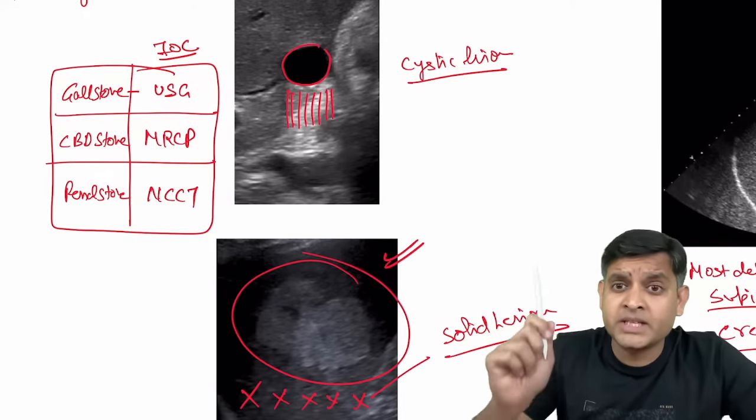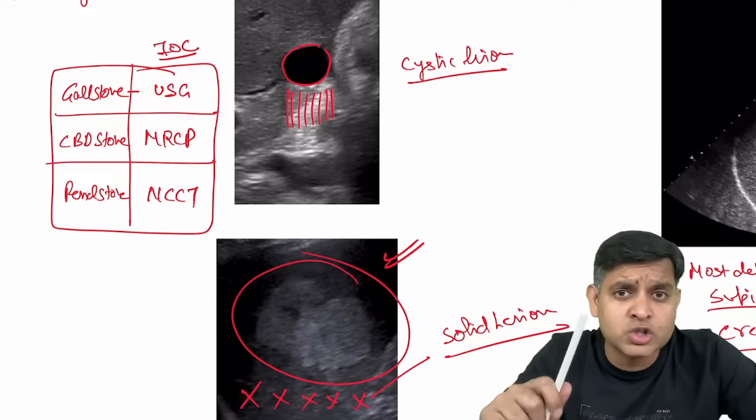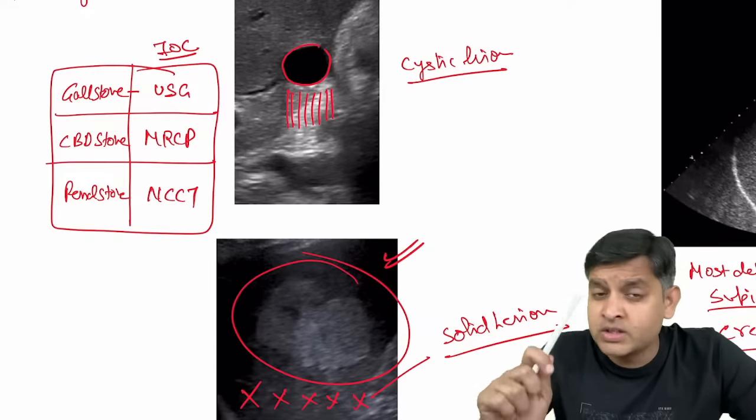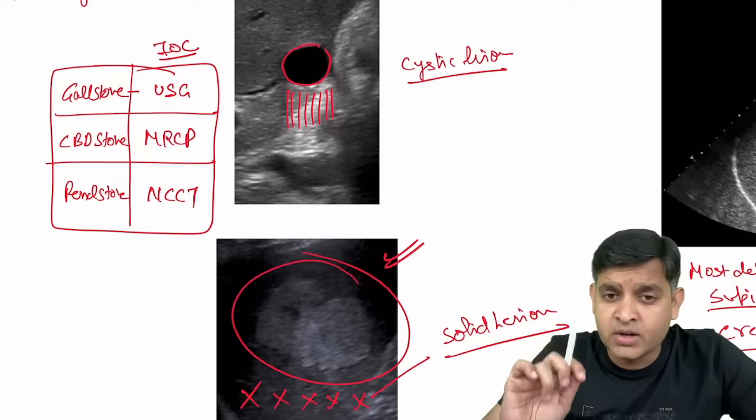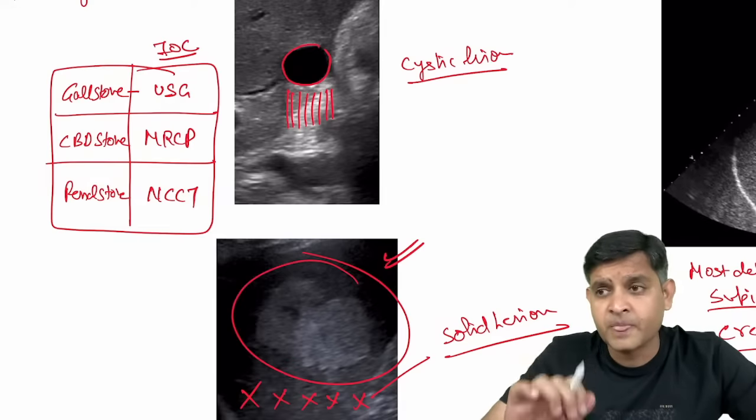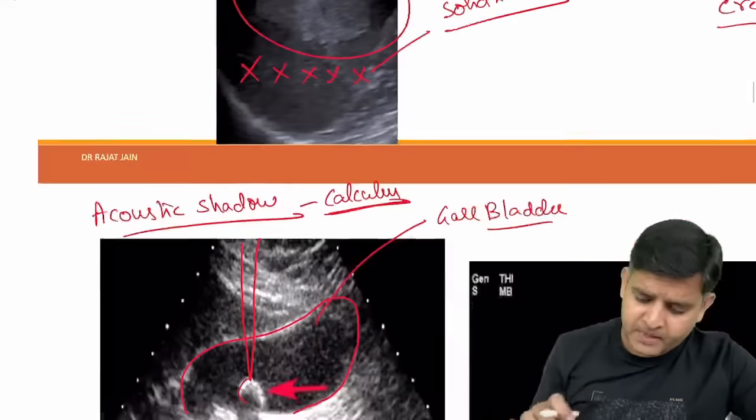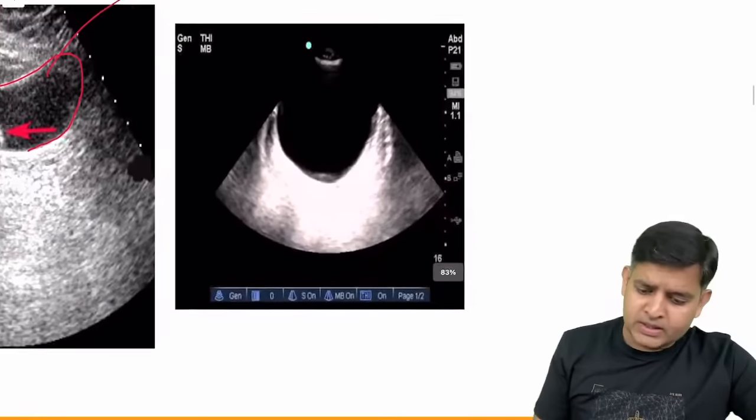Teeno stone hai, but the investigation of choice is different. For the gallstone, it is ultrasound. For the CBD stone, it is MRCP. And for the renal stone, it is non-contrast CT. Okay?